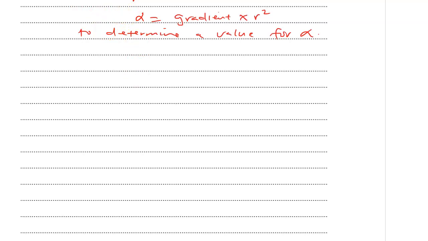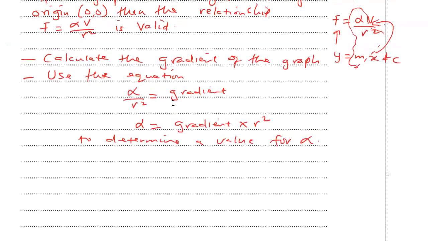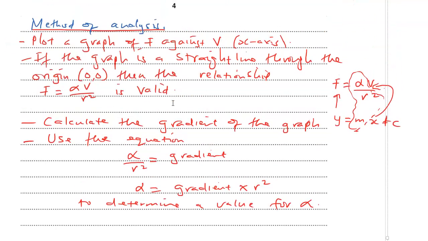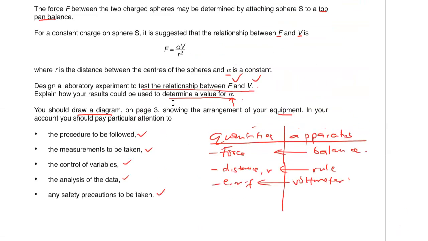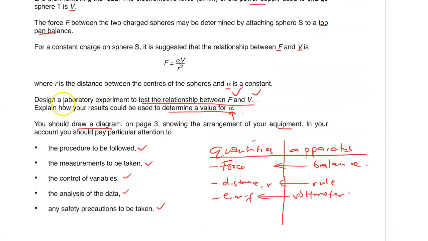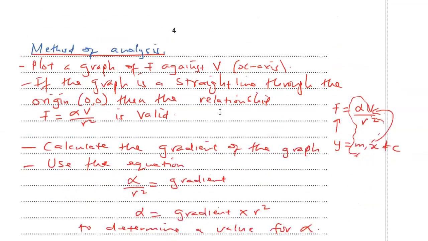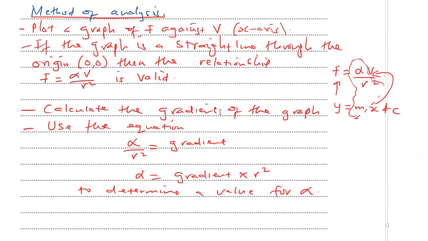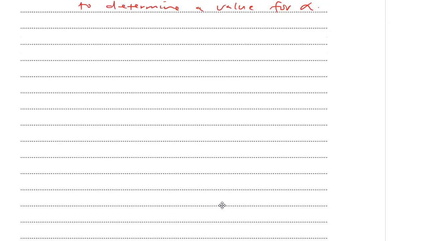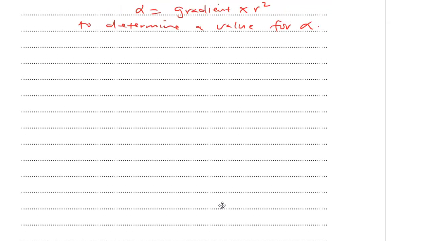So we have shown how to evaluate the relationship. Remember, design a laboratory experiment to test the relationship of F and V, and also use your results to determine a value for alpha. So we have plotted a graph using our results, then calculated the gradient, and using the gradient you have been able to determine the value of alpha. The next one is safety precaution.